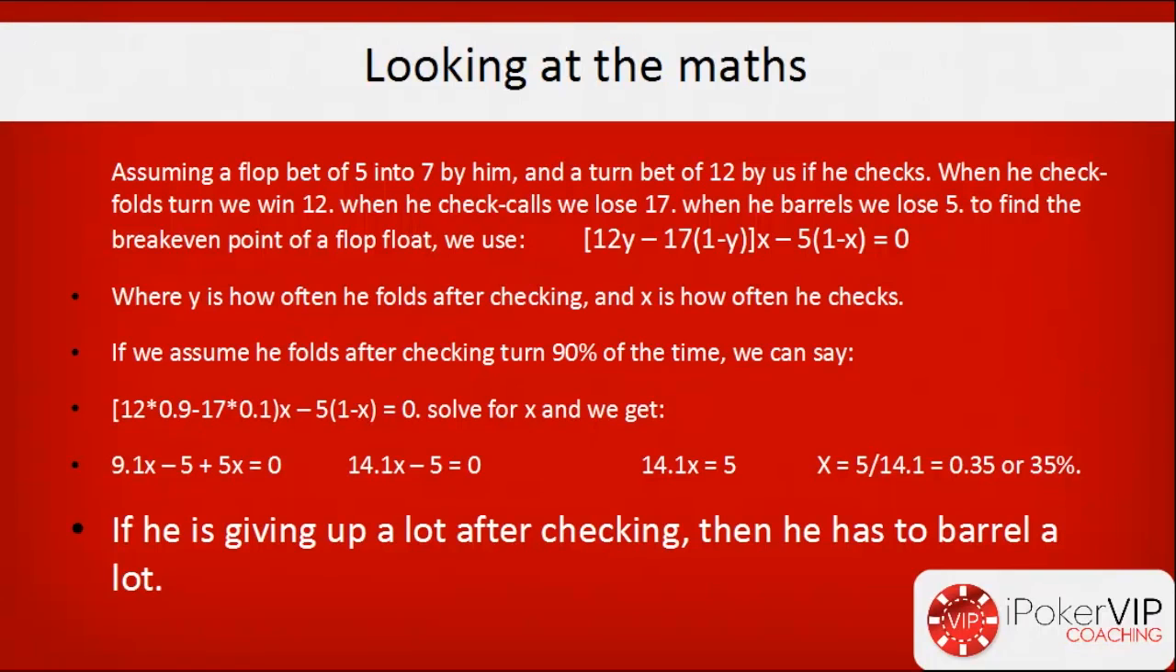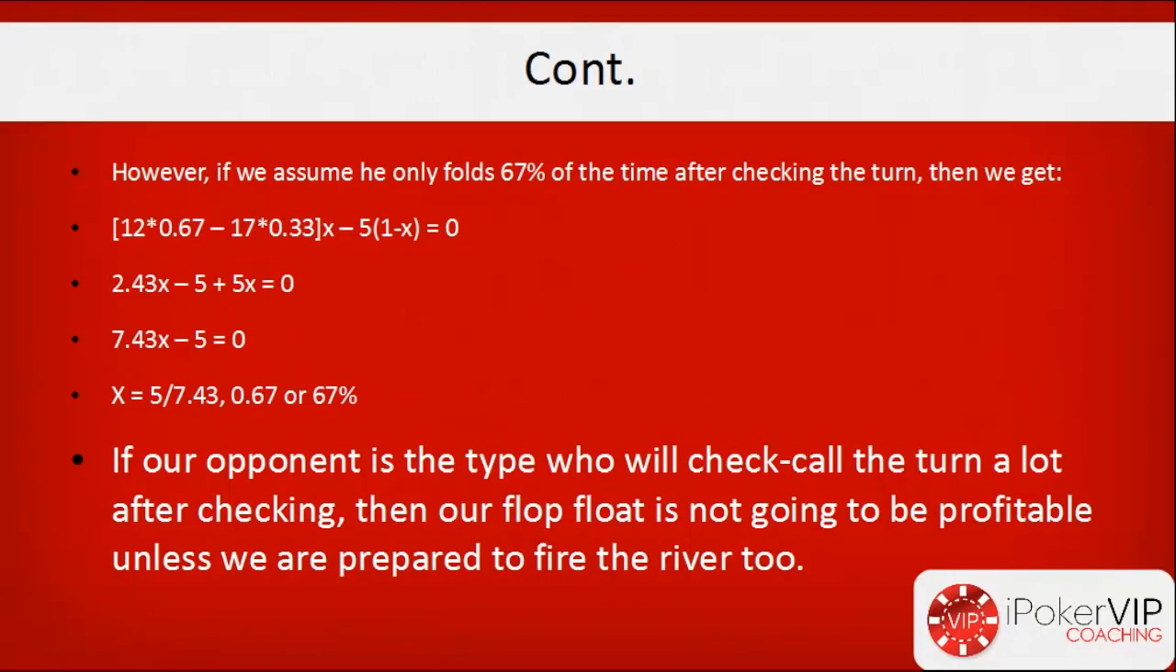Looking at the other example, let's assume that rather than him folding 90% of the time after checking, he only folds 2/3 of the time after checking. Then we can take the same equation that we did before and solve it, and we see that he has to check the turn 67% of the time now.